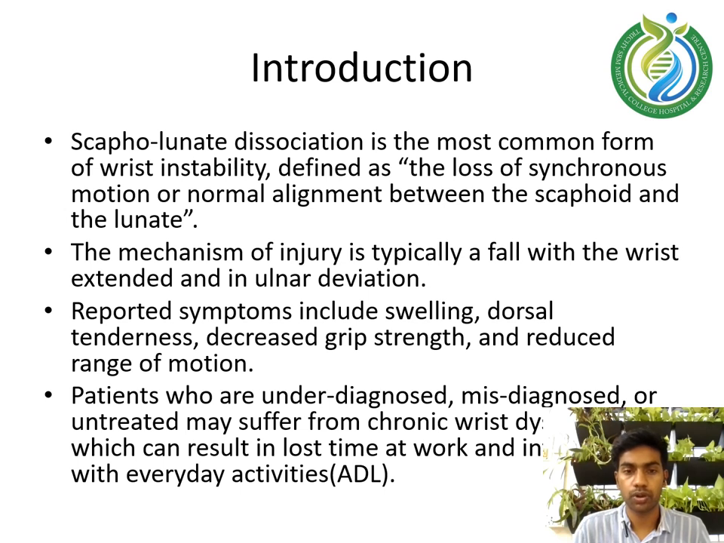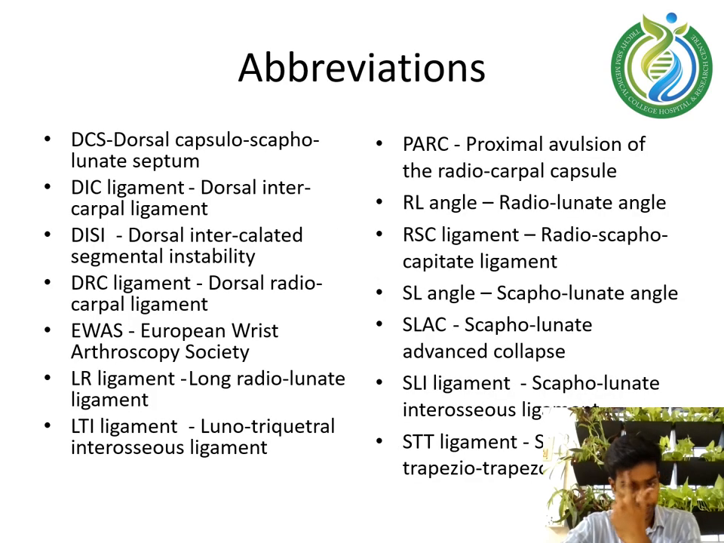Scapho-lunate dissociation is the most common form of wrist instability, defined as the loss of synchronous motion or normal alignment between the scaphoid and lunate. The mechanism of injury is typically a fall with the wrist extended and in ulnar deviation. The reported symptoms include swelling, dorsal tenderness, and decreased grip strength with reduced range of movements. Patients who are underdiagnosed, misdiagnosed, or untreated may suffer from chronic wrist dysfunction, which may result in loss of time at work and interference with activities of daily living.